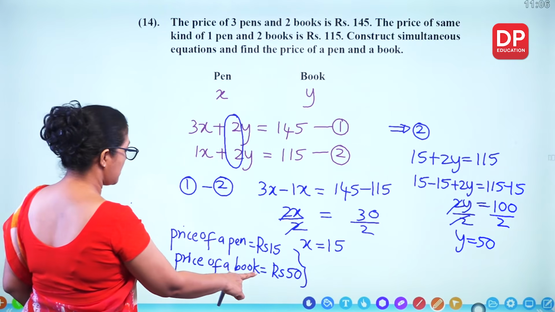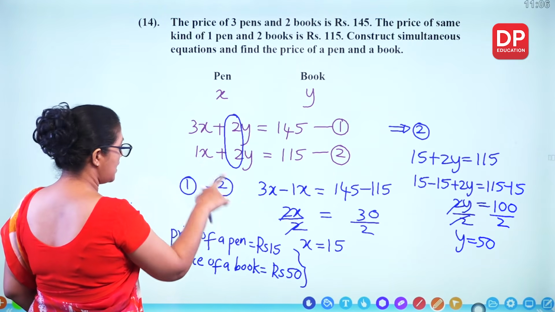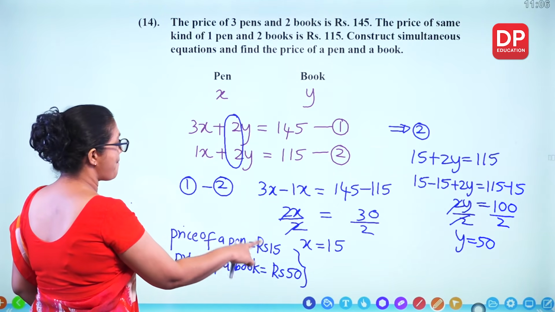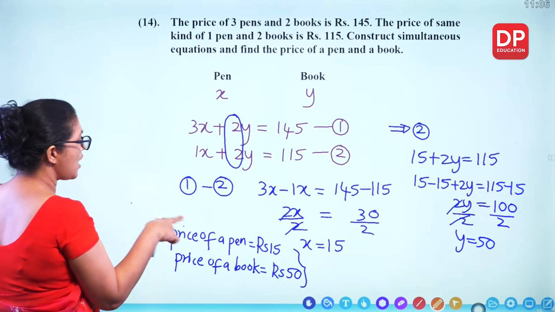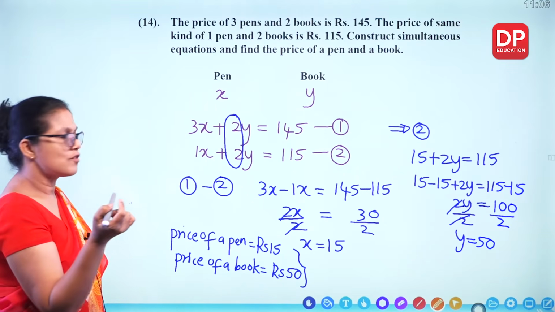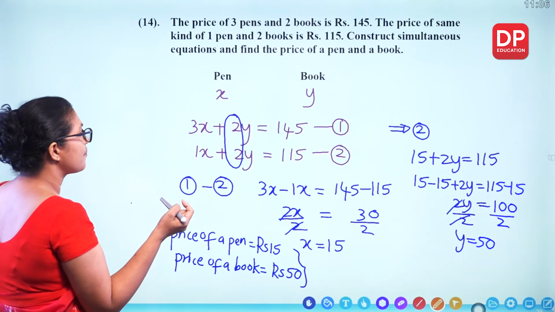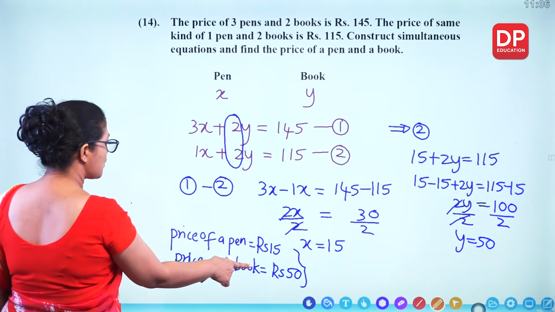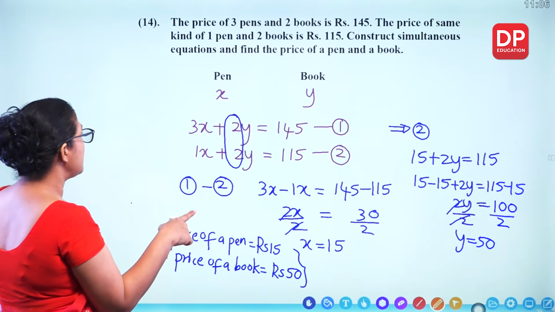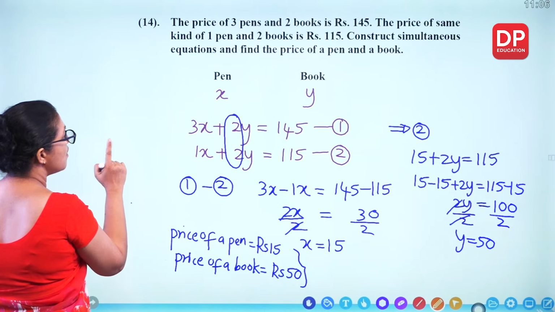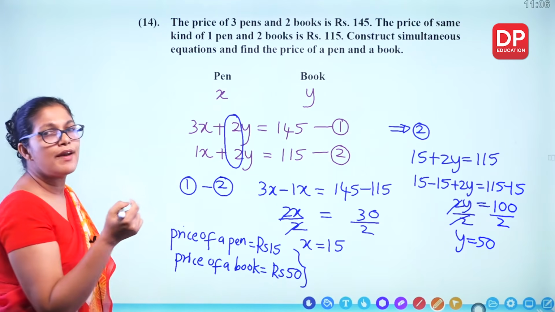Now we'll check it. If this is 15, 15 plus 2 times 50, 100, 115. So the answer is correct. And if you take the first one, 15 times 3, 45. 45 and 100, 145.